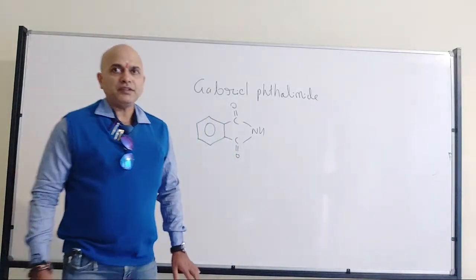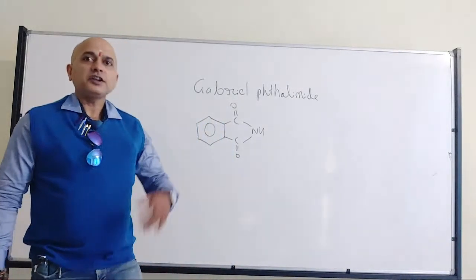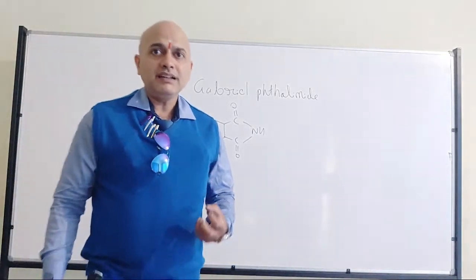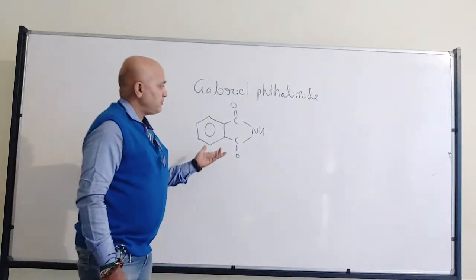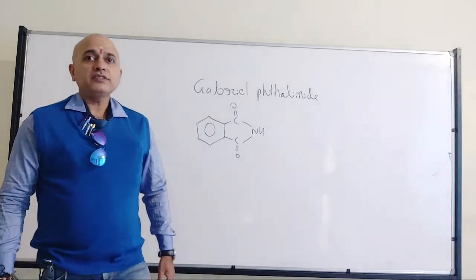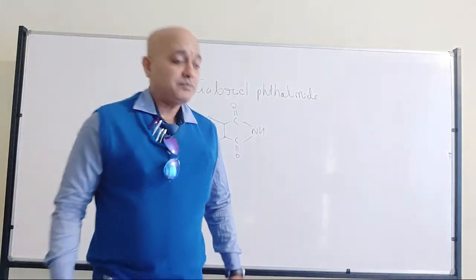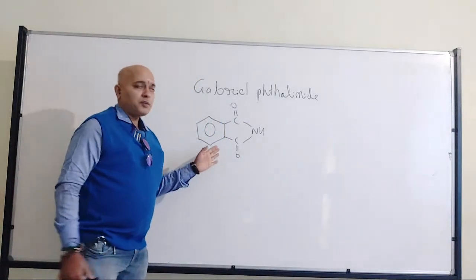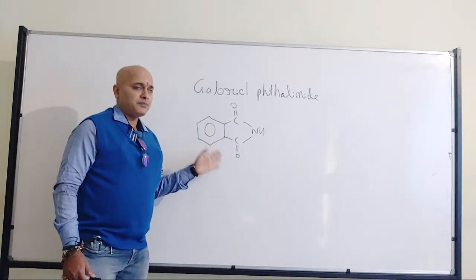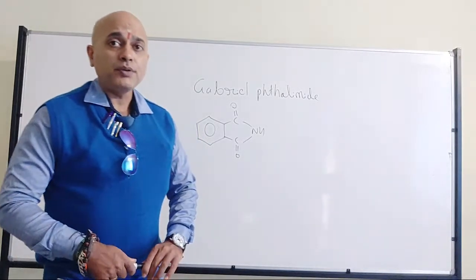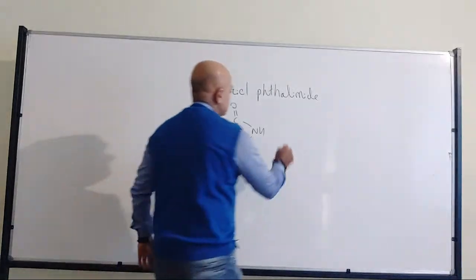Good morning to everyone. So I was talking about yesterday's topic only. That is the Gabriel phthalimide method for the synthesis of amines. Now when I am talking about Gabriel phthalimide, this is the molecule phthalimide. What is the first step?